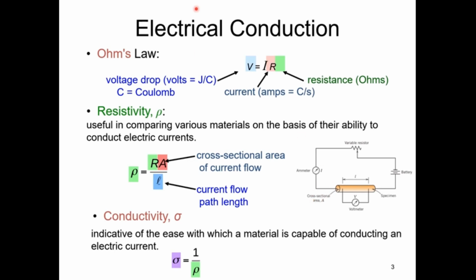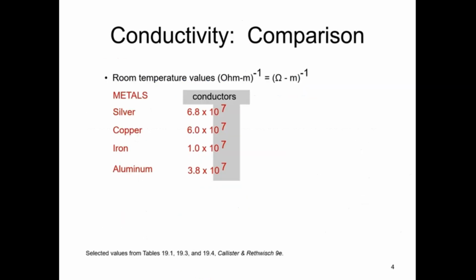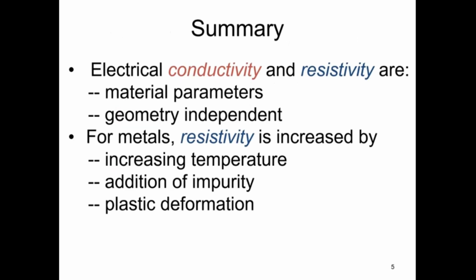Sometimes electrical conductivity, or sigma, is also used to specify the electrical character of a material. This is quite straightforward. It is simply the reciprocal of the resistivity, 1 over rho. Materials with good conductivity and resistivity values are used in electronic devices.